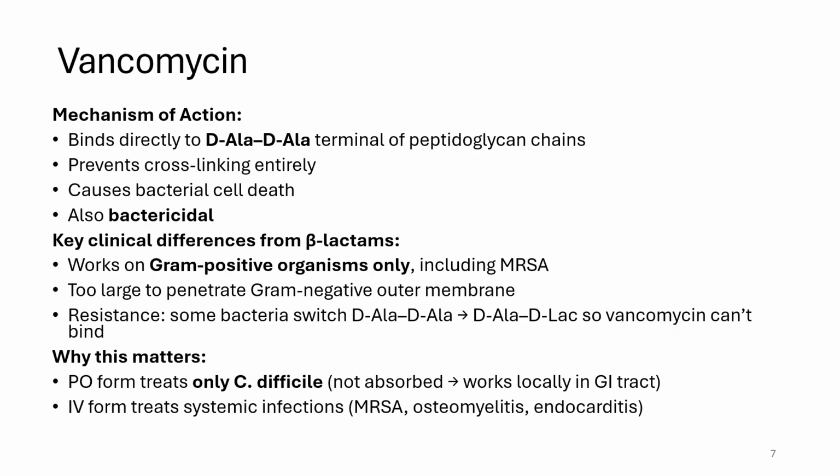So why does this matter clinically? Oral vancomycin treats C. difficile, for example, because it is not systemically absorbed and works locally in the GI tract. IV vancomycin is used for systemic infections like MRSA, osteomyelitis, endocarditis. So important administration pearl to remember. Oral vancomycin will never treat a systemic infection, so the route matters just as much as the drug.